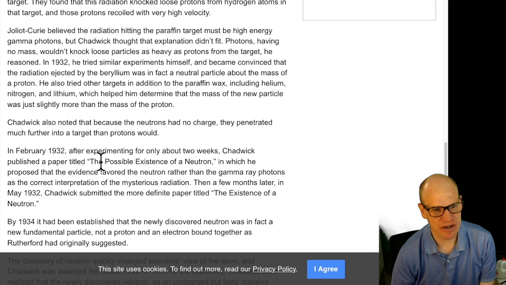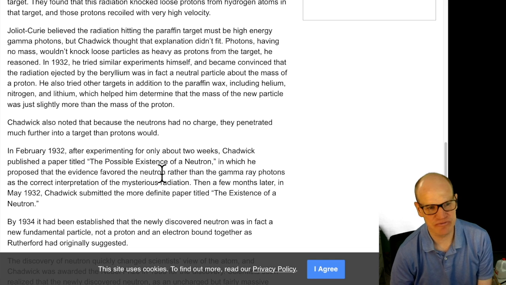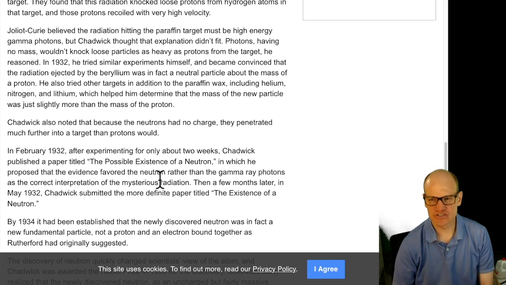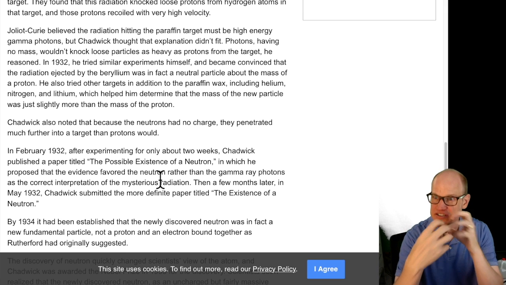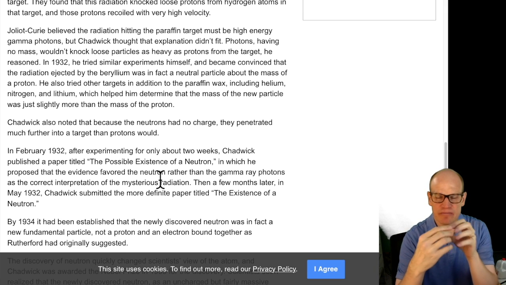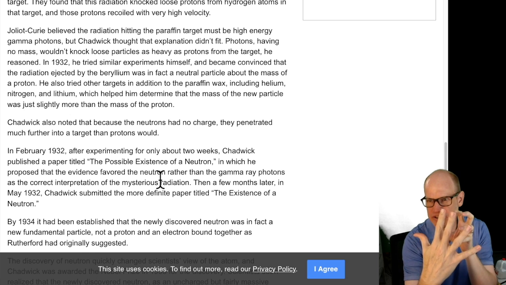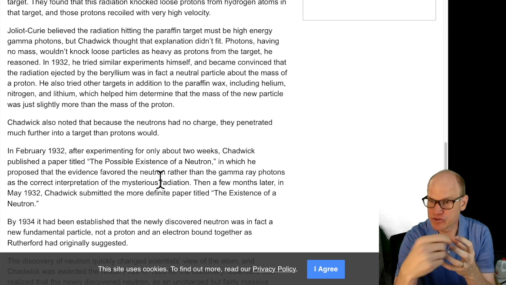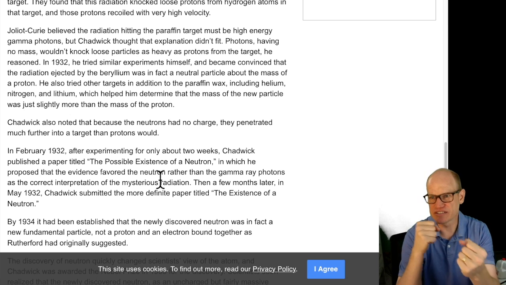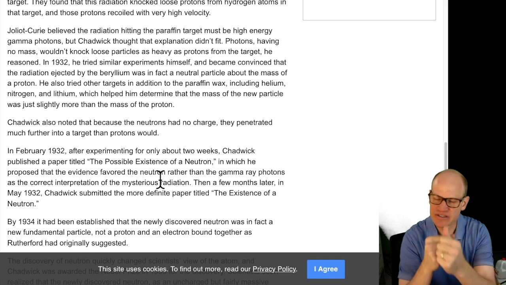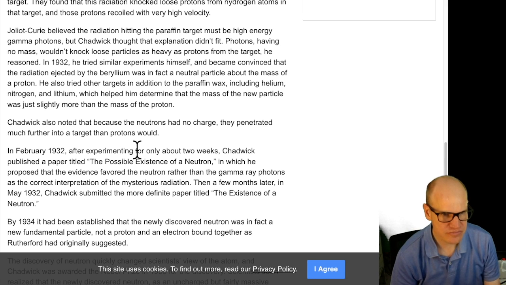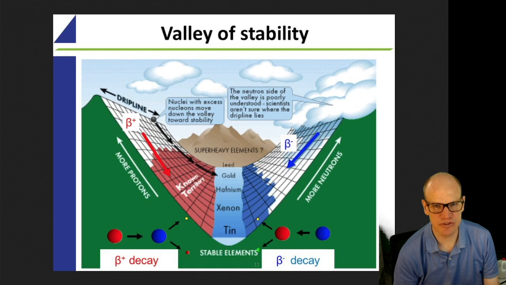Chadwick published a paper entitled The Possible Existence of a Neutron, in which he proposed the evidence favored the neutron rather than gamma ray photons as the correct interpretation of this radiation. So you have this source, it's emitting some kind of radiation, and he put it up against a wax target. It was knocking out protons from that wax target, which implies that it's something of similar mass to the proton that's going through. So that's pretty cool. That was how the discovery of the neutron took place.